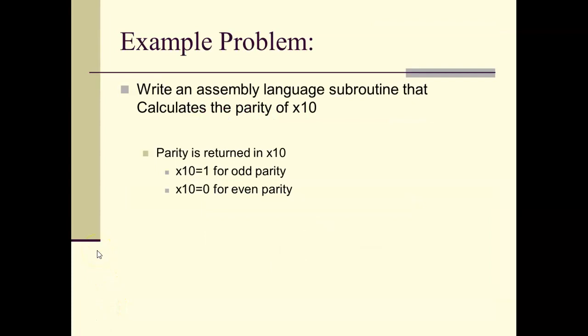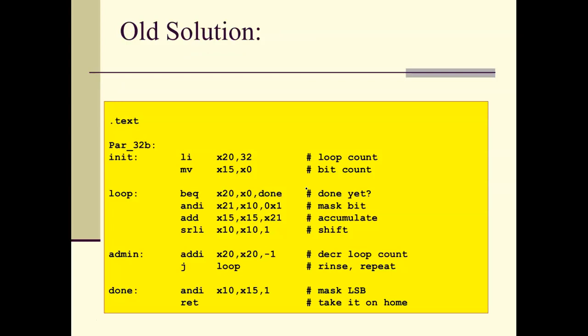The problem is to write a subroutine that calculates the parity of the value in x10. So x10 has a value in it. We're going to return the parity, and what we're going to do is return a 1 in x10 or a 0 in x10. 1 for odd parity and 0 for even parity. We've done this before, and this was our solution here.